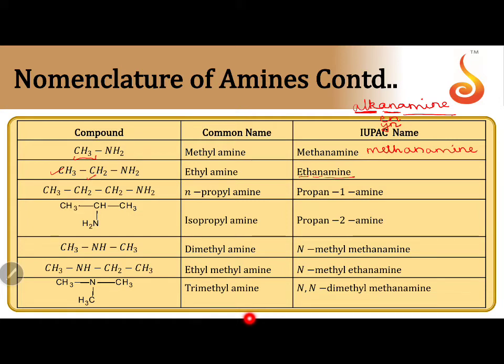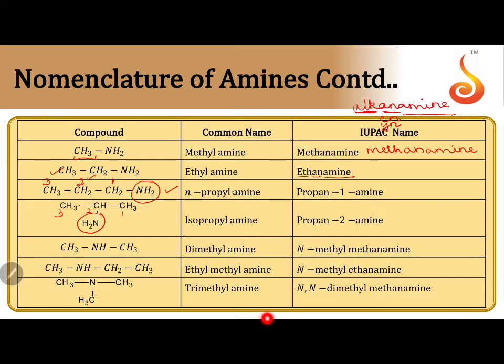In the next one, again in a similar fashion, we select the longest carbon chain. The longest carbon chain is 3 carbons in length. This time we need to tell the position of the amine, because it can have two positions. It can be at carbon 1 or it can be at carbon 2.